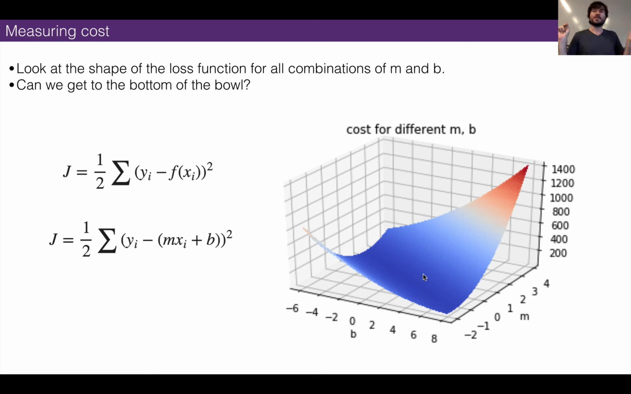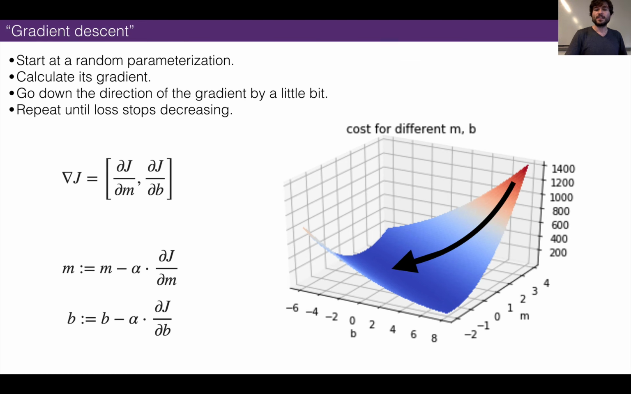So here's the method in a nutshell. You pick a random point, right? Like you pick some random point like that, that is your initialization, and then you calculate the gradient. Now get used to hearing gradient, because in machine learning you hear gradient all the time. So it's important to understand what it is.